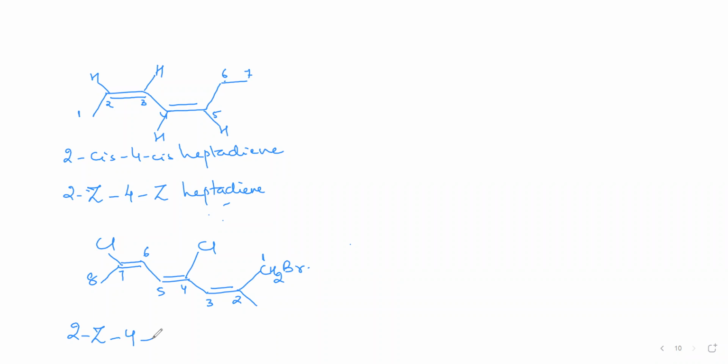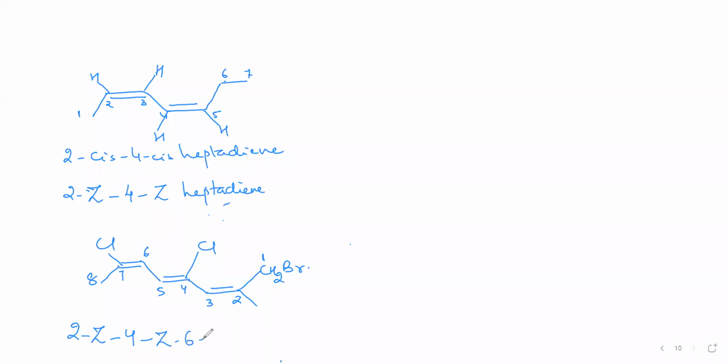At C4 again I'm assigning the priorities. Chlorine higher priority, carbon lower priority. Here again carbon will have higher priority and the hydrogen here will have lower priority. So what is the configuration here? Again Z. Did you understand this? So the configuration here also is Z.